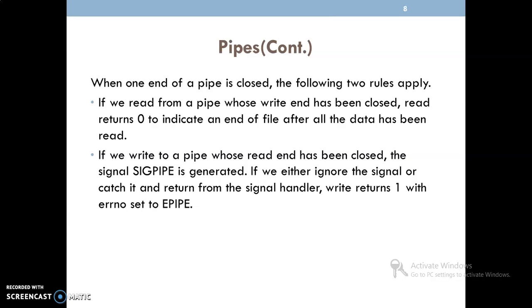Whereas in the second case, if we write to a pipe whose read end has been closed, then the SIGPIPE signal will be generated. That indicates that no reader processes exist. In that case, we need to either ignore the signal or catch it and return from the signal handler. And write returns -1 with errno set to EPIPE. That is what makes it EPIPE: there is no reader process, but the writer process is writing the data.